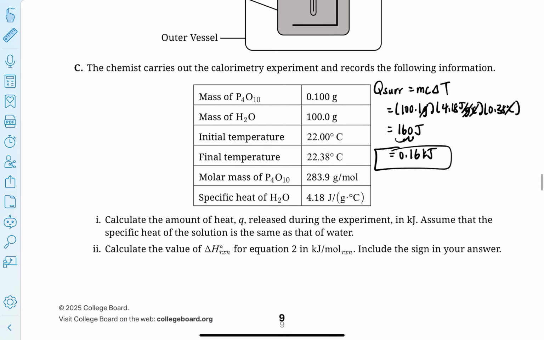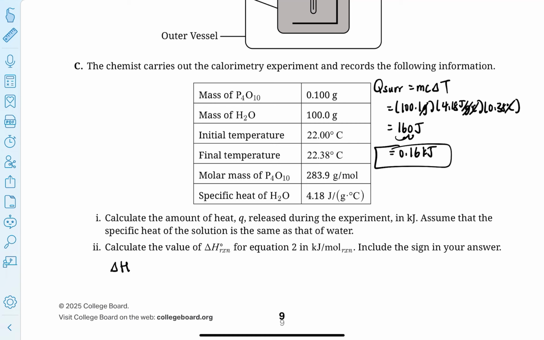Okay, for part C2, we have to calculate enthalpy, delta H of reaction. So there's a formula that will equal Q of reaction over moles. So Q of reaction is going to be negative Q of surrounding, because if the surrounding gains this much energy, this is the law of conservation of energy. If the surrounding gains this much, then the reaction has to lose that much. So the Q of the reaction is negative 0.16 kilojoules. And then we also have to figure out how many moles of the reactant I have. That's the P4O10. So let me do that over here.